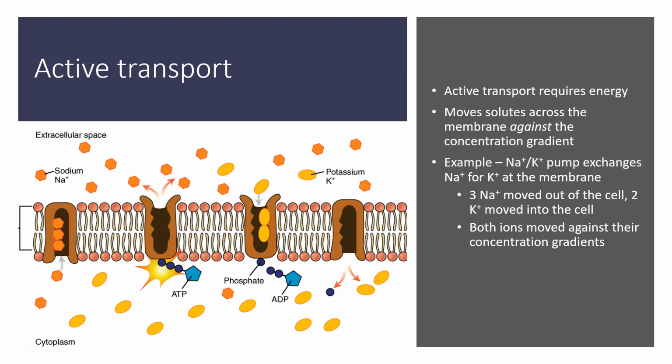The most abundant cation inside the cell is potassium, and so we're putting potassium back into the cell up its concentration gradient. During this process, we move 3 sodium molecules out of the cell, and we pull 2 potassium molecules into the cell, and again, we're going against that concentration gradient.